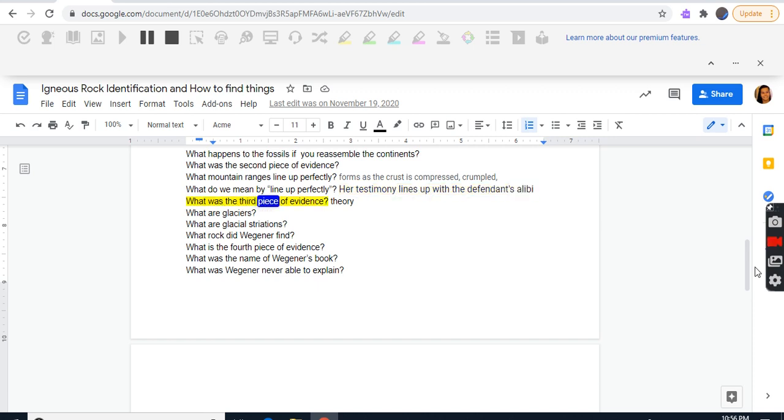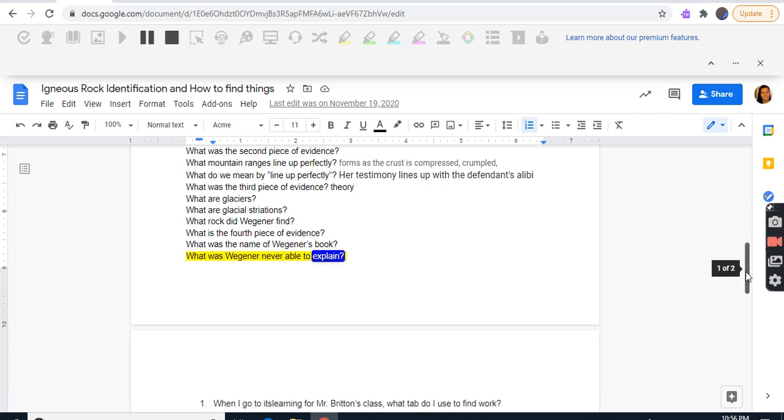What was the third piece of evidence? Theory. What are glaciers? What are glacial striations? What rock did Wegener find? What was the fourth piece of evidence? What was the name of Wegener's book? What was Wegener never able to explain?